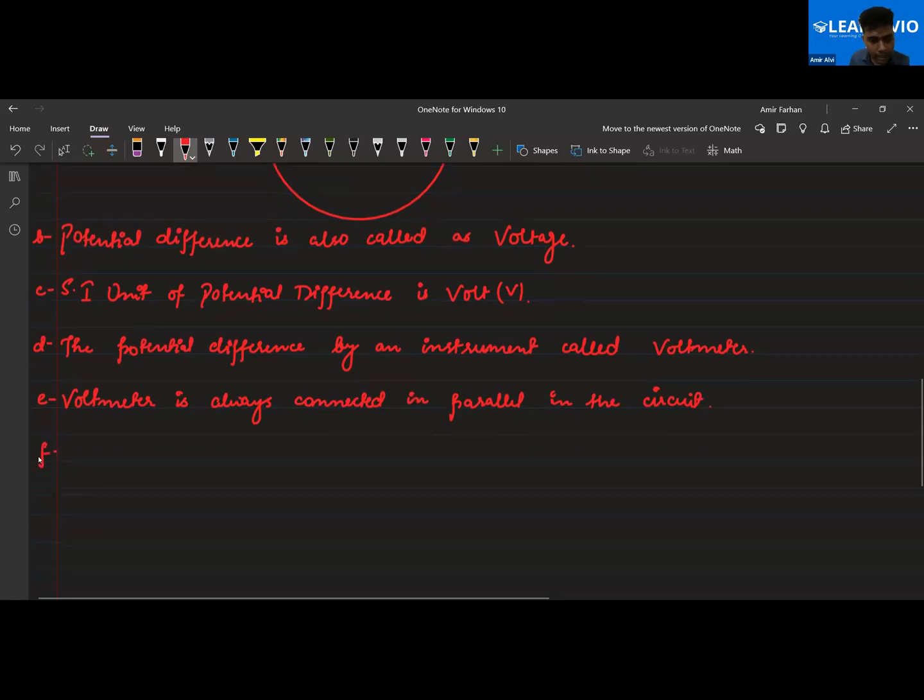F part. F part is the voltmeter should have high resistance. So these are some properties that you have to understand and remember, because sometimes the question says, what is a voltmeter and how should it be connected in the circuit? It is a two-marker question. So a voltmeter is an instrument to measure potential difference between 2 points. A voltmeter is always connected in parallel combination in the circuit. Okay? So that's how you'll get the 2 marks.